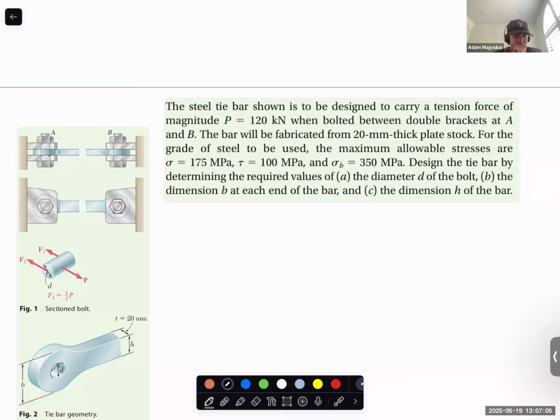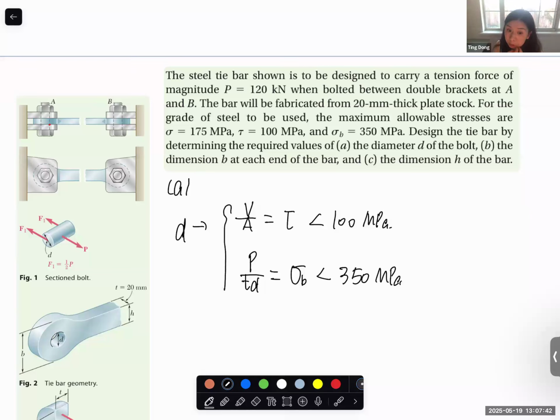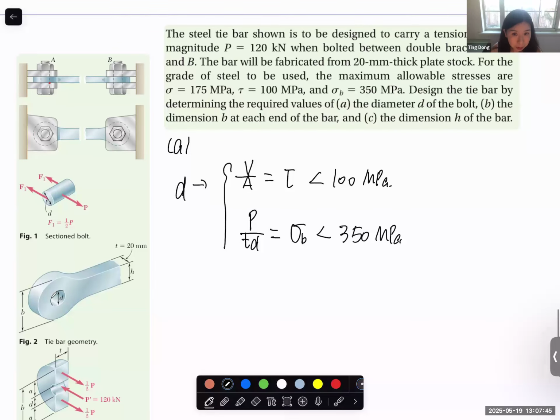You're welcome. So now let's do the calculation of part A. For the D, let's be clear. We need to make sure that the shear stress existing on the fastener should be lower than 100 megapascal. We also want to make sure that the bearing stress is lower than 350 megapascal. We use these two to determine the diameter D.